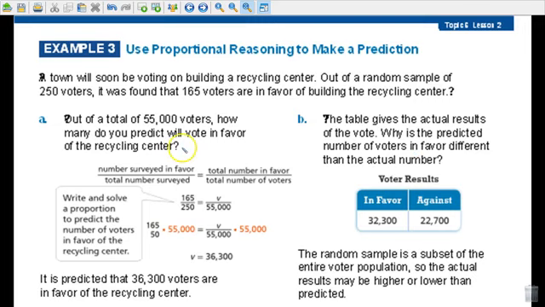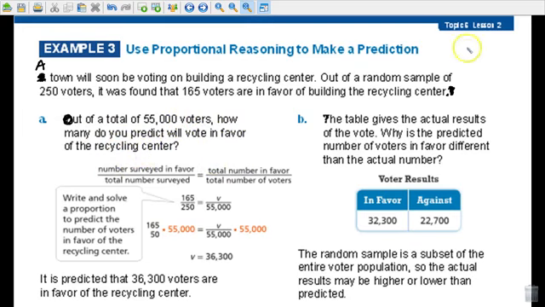So a town, this is an A. Sorry, this is an A. A town will soon be voting on building a recycling center. Out of a random sample of 250 voters, it was found that 165 voters are in favor of building the recycling center. So there's no question mark, there is just a period. So part A, out of a total of 55,000 voters, how many do you predict will vote in favor of the recycling center?